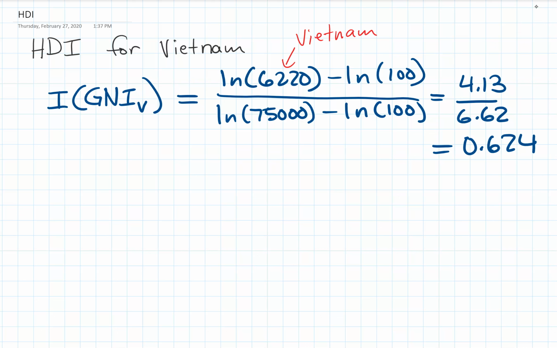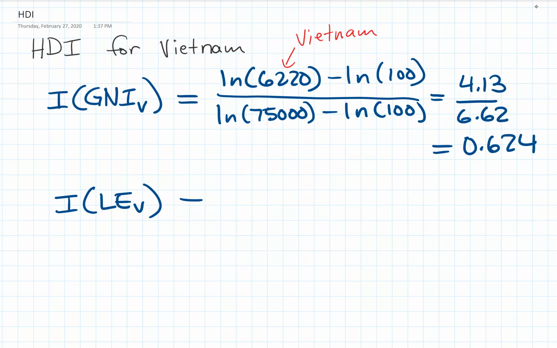So what this kind of tells us in a more general sense is we would expect that if Vietnam's income was to rise to 75,000, people's living standard would improve, but it would not improve as much as it already has, because a lot of the important stuff has already happened. Okay, let's go on to life expectancy.